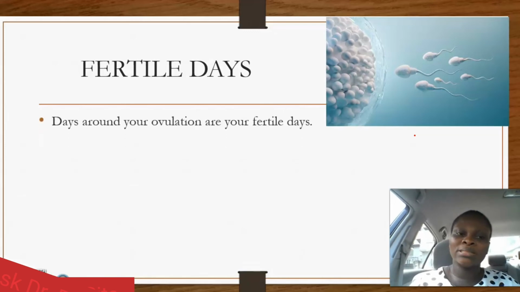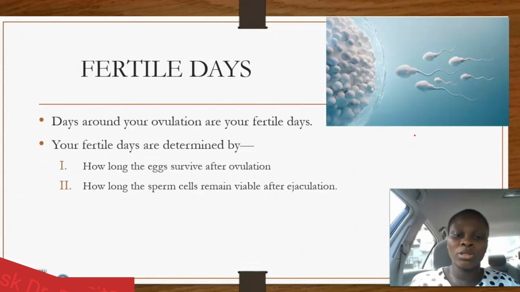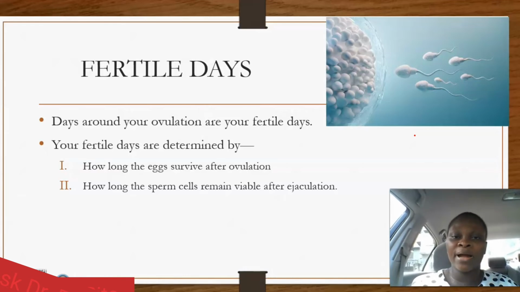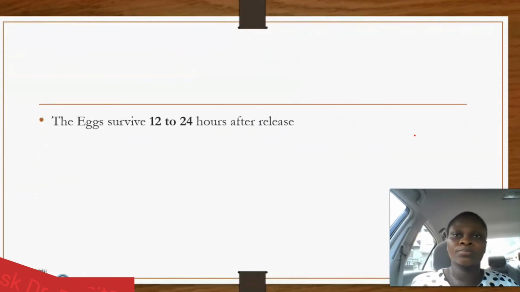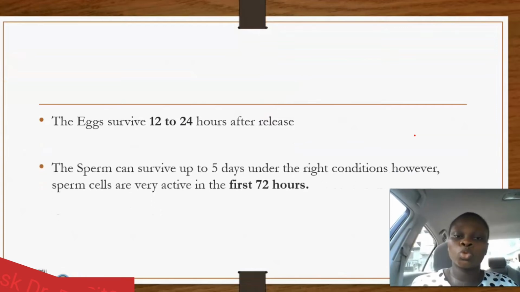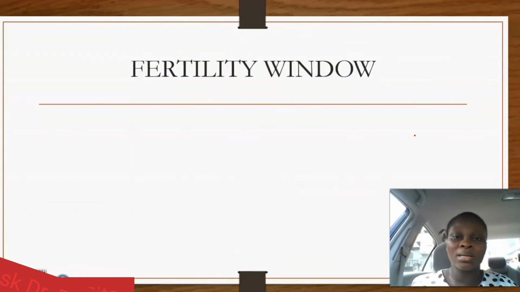So when are your fertile days? These are the days around your ovulation. The days around your ovulation are your fertile days. Your fertile days are determined by how long the eggs survive after ovulation and how long the sperm cells remain viable after ejaculation. The eggs survive 12 to 24 hours after release, and the sperm can survive up to 5 days under the right conditions. However, sperm cells are very active in the first 72 hours.